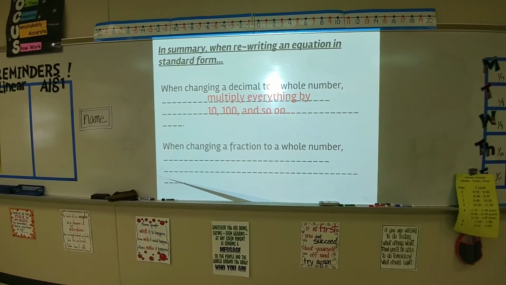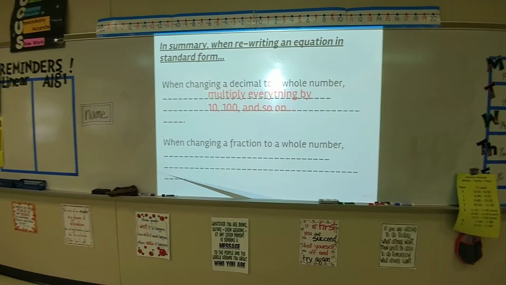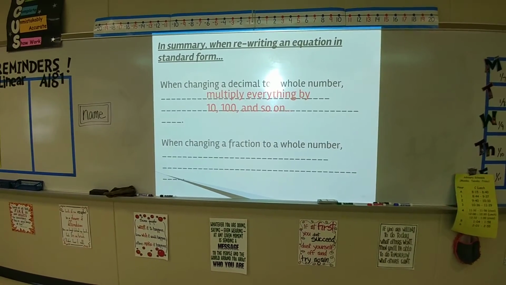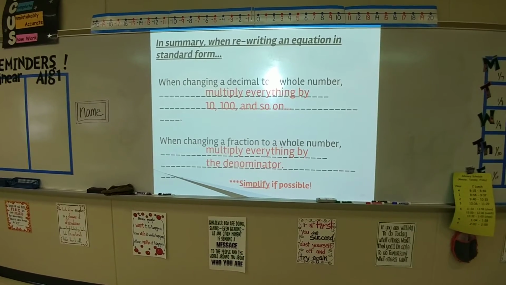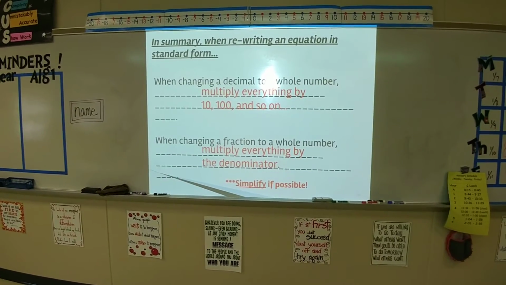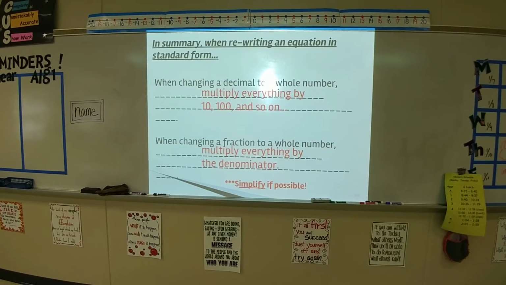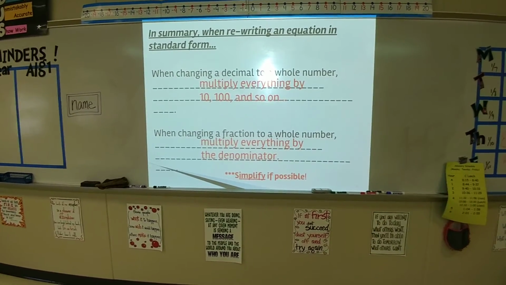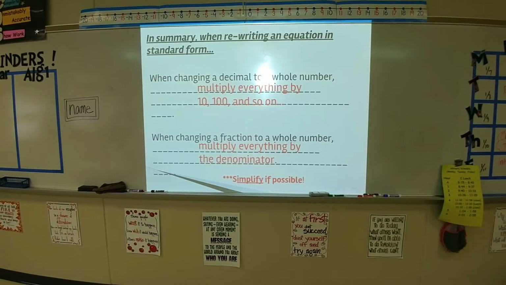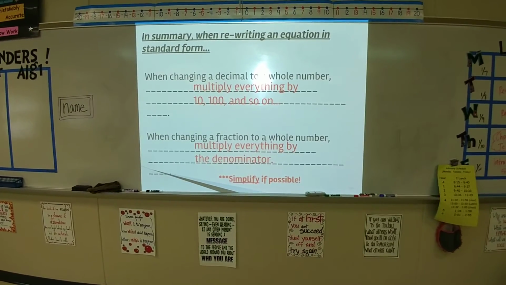Then the second part, what if we want to change a fraction to a whole number? Do you remember what we did there? Remember how we had to multiply both sides of the equation by the denominator in the fraction? And that changed everything to whole numbers. And then, of course, simplify if you can. Remember that one example where we were able to divide everything by 2. We want to simplify that if we can.